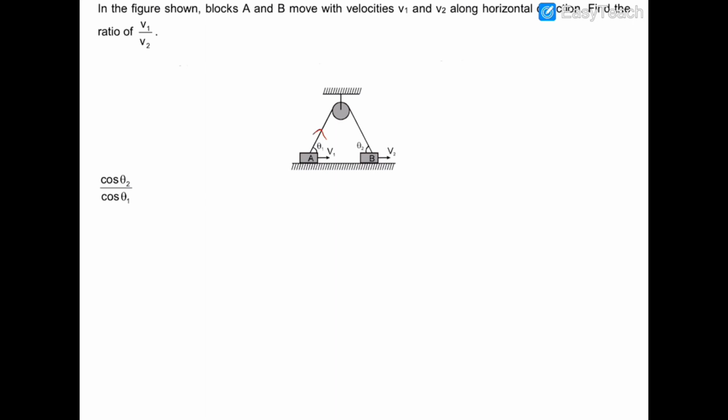So the component of v1 will be v1 cos theta 1, and the component of v2 will be v2 cos theta 2. So v1 cos theta 1 will be equal to v2 cos theta 2, and hence v1 upon v2 will be equal to cos theta 2 upon cos theta 1, which is the correct answer. Now we move on the next question.